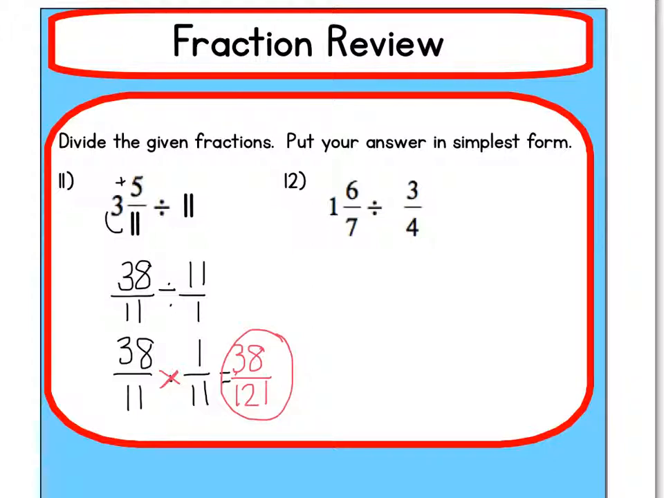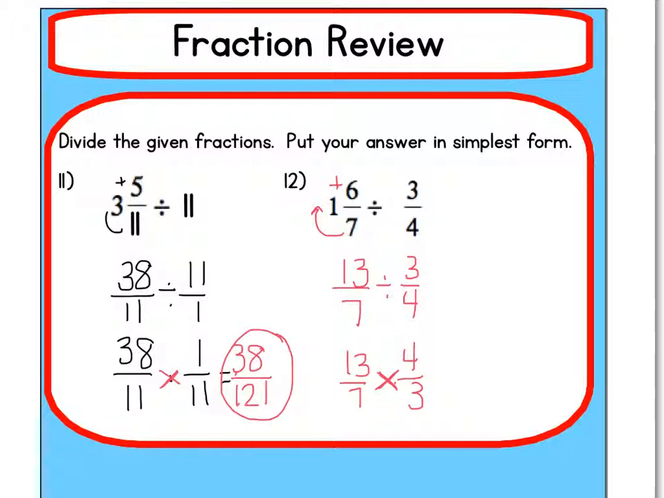For number 12, again, we have to change to improper. 7 times 1 is 7. Plus 6 gives us 13 over 7. Divided by 3/4. Now we can't forget to flip that second and multiply. 7 and 4 do not reduce. 3 and 7 do not reduce.